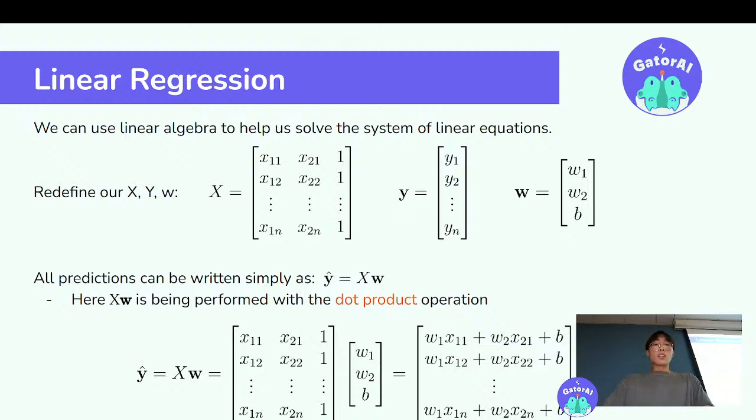and we have our weights here. So all predictions can be written as y hat equals x dot product w. So here xw is being performed, like I said, with the dot product operation. And so you can see how we define the dot product here. We have xw, we've placed in our matrices, and you can see that essentially all we do is multiply the value in the first column with the first weight, the value in the second column with the second weight, and the value in the third column with the third weight, which is b. And so we end up with this matrix, essentially just a column of values, a vector of values. And so you'll see it's actually very similar to what we were doing before.